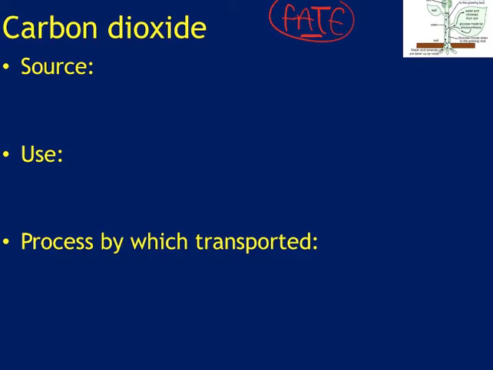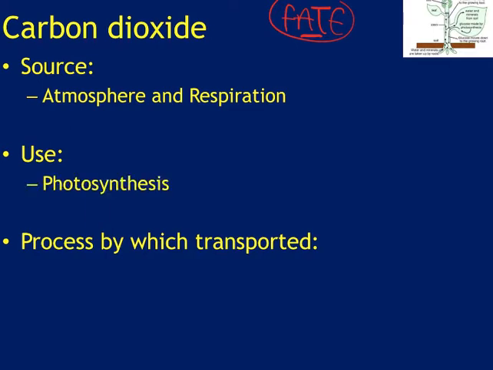So our source of carbon dioxide for a plant, there are 2 sources. It's going to come from the atmosphere, or it's going to be made in respiration. And what does our plant use carbon dioxide for? Well, it uses it in the process of photosynthesis, which is going to be our next topic. Again, this word in a question, the process by which carbon dioxide is transported within a leaf or within a plant, is looking for a very specific answer, and that process is by diffusion.